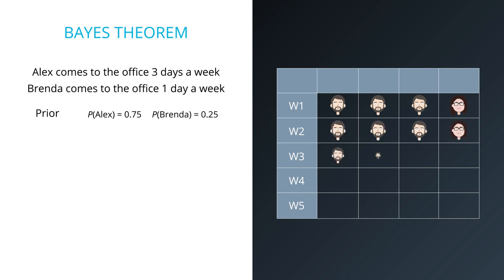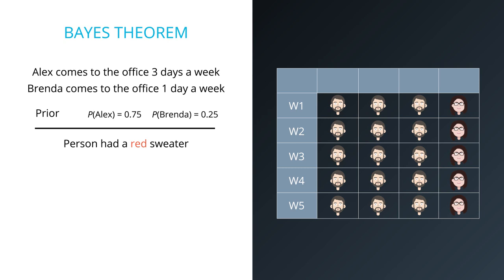And let's say that we have this happening throughout all the weeks. But now we use our extra knowledge, which is that the person we saw had a red sweater. The rule is still as before, as Alex wears red twice a week and Brenda wears red 3 times a week. So naively, we would think that the real probabilities are not exactly 0.75 or 0.25, because Brenda wears the red sweater more than Alex, so they should be a little closer to each other. Let's calculate them.